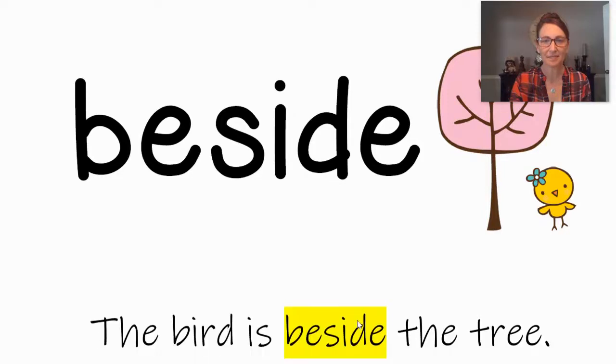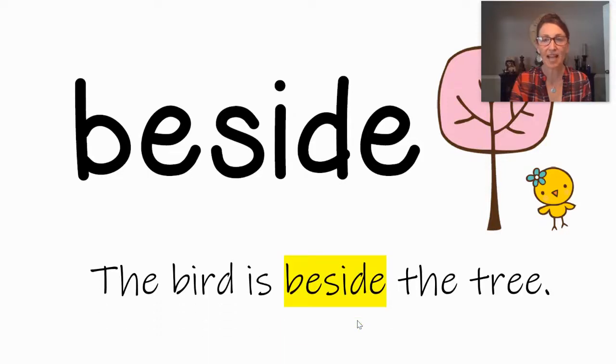Beside. The bird is beside the tree. Beside is another word for next to. We learned that with the hen and the chicks. So what's next to you? What's beside you? Turn to your side. What do you see? Is anyone sitting beside you?